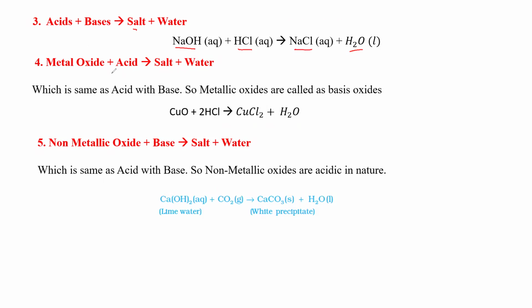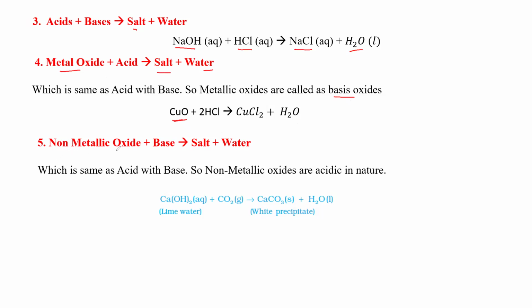Next, we have metal oxide plus acid. When a metal oxide reacts, again you see that the product is the same, salt and water. So this metal oxide has the same nature as a base. That's why metallic oxides are also called basic oxides. Here copper oxide plus HCl reacts, so that we have CuCl2 plus water. This is the copper.